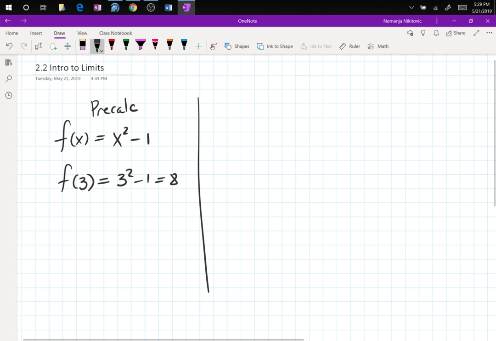Now, calc. What is the limit of x squared minus 1 as x approaches 3? And the answer is going to be 8, right? But now you're going to say, what does this even mean? X approaches 3. Well, remember what we said yesterday.